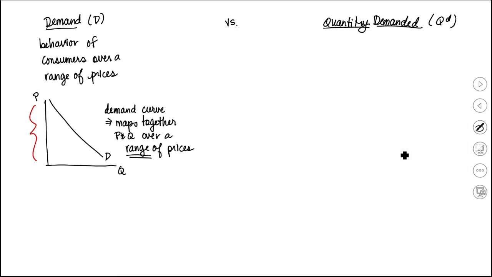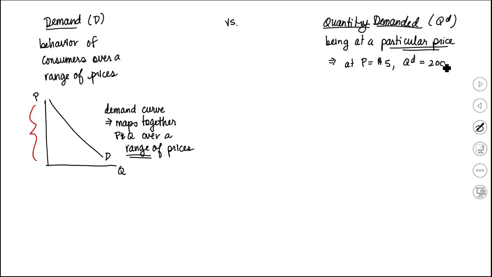Quantity demanded is only used when we're talking about being at a particular price. So if we're at a particular price, it's not a range, but there's an actual specific price. Now we're talking about quantity demanded, all right? So we're talking about consumer behavior at a particular price. So we might say at a price of $5, quantity demanded equals 200.